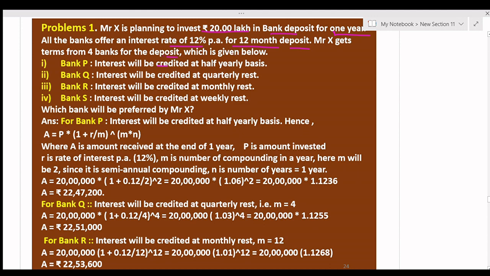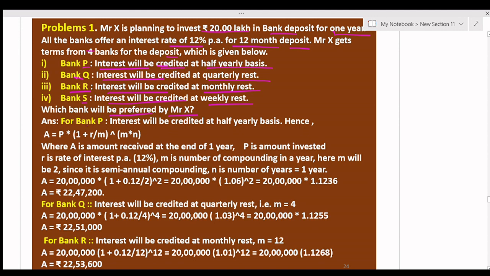Bank P, interest will be credited on a half yearly basis. Bank Q, interest will be credited at a quarterly rate. Bank R, interest will be credited at a monthly rate. Bank S, interest will be credited at a weekly rate. Which bank will be preferred by Mr. X?